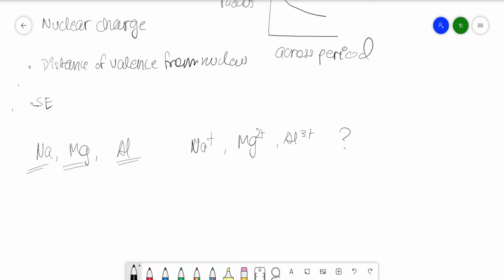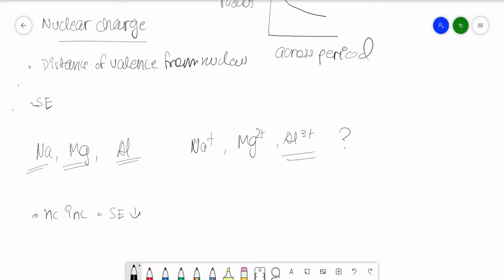You can pause the video and think for a bit if you want. Anyway, let's think about it. Across the period, the nuclear charge increases, and the shielding effect decreases when these three electrons are removed, right? So which one will have a smaller cationic radius? And the answer is Al3+.